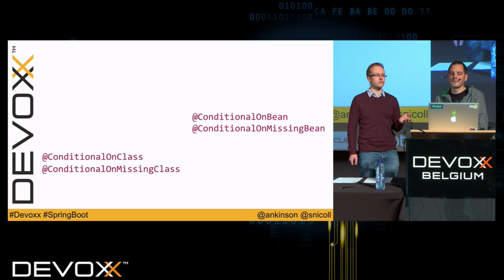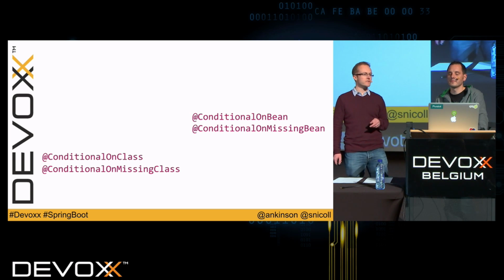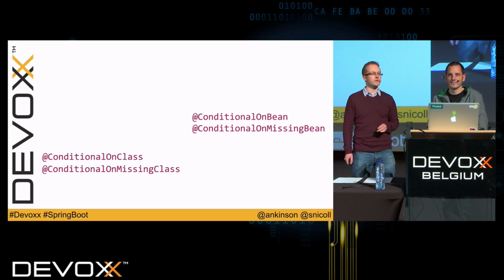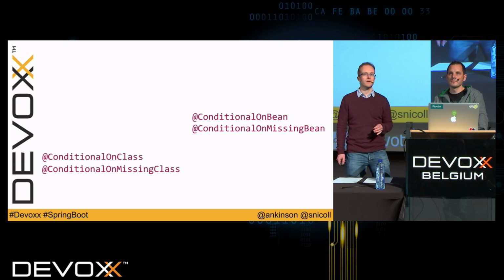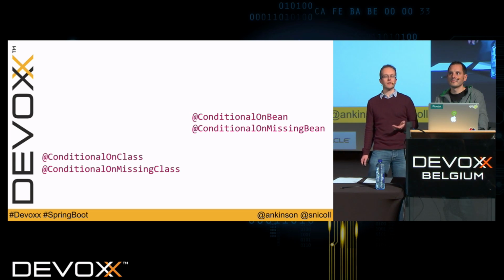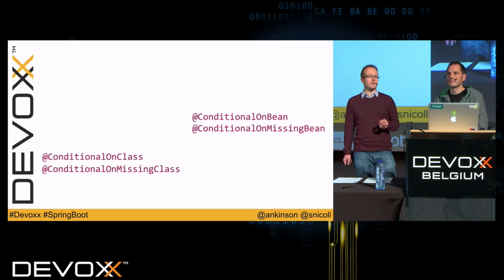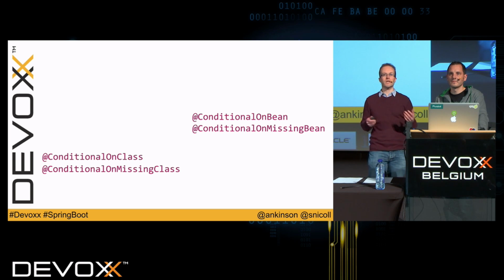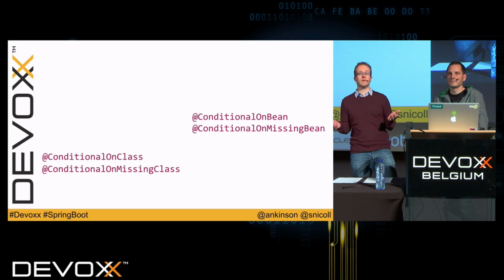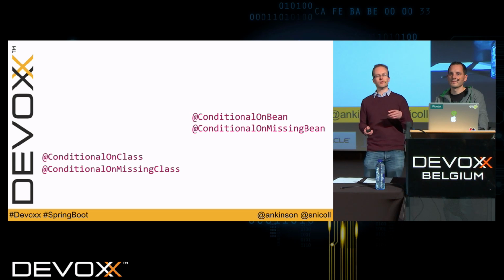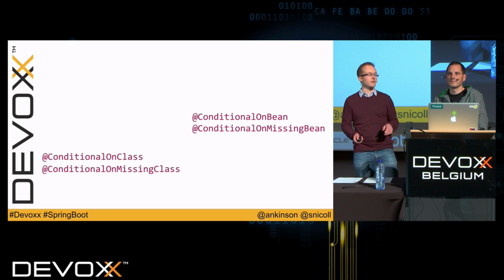Going with conditional on class, there's also conditional on missing class. This isn't probably used quite as often, but conditional on missing class can be a nice way of providing a basic implementation of something. So say, for example, you had an HTTP client and you were going to provide a rich, fully featured one if, say, OK HTTP was on the class path. But if it wasn't there, you didn't want the app to break. You just wanted to provide a more basic implementation of your HTTP client. You could use conditional on missing class to say, well, if OK HTTP isn't there, then I'm just going to use standard JDK classes, for example, to implement the client.